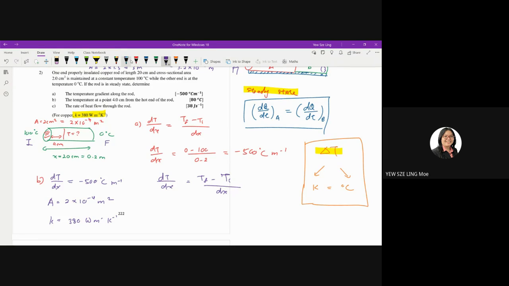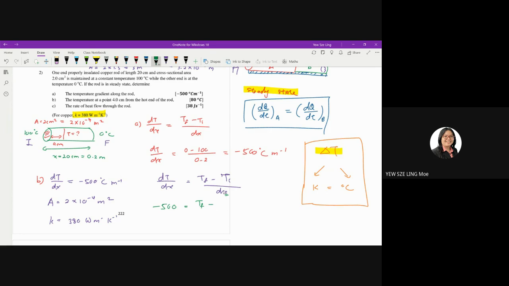So the value that I should use right here, dT over dx, is still negative 500. But now my final temperature is unknown. So instead of x, I'm going to write it as Tf, because I have x already. Saya sudah ada x di sini, jadi unknown saya tak nak guna x lagi. Kalau kamu guna x lagi, nanti dia jadi keliru. So kekal dalam Tf. You keep it as Tf.